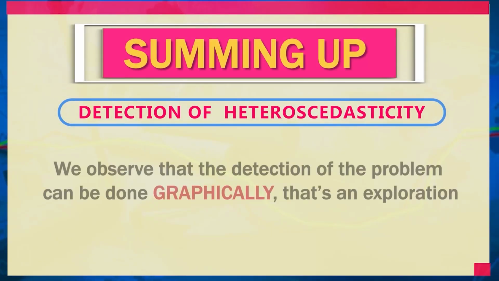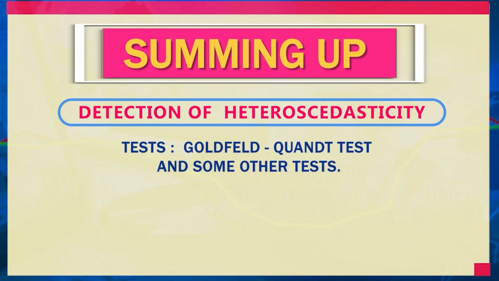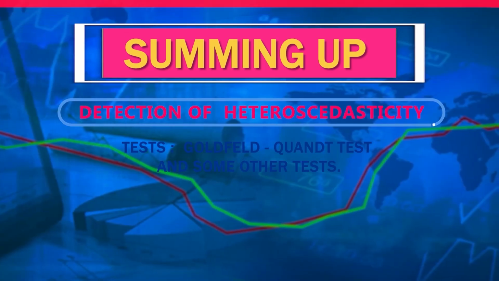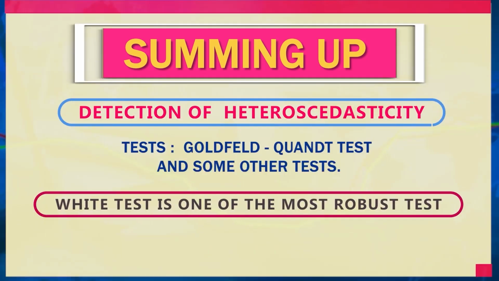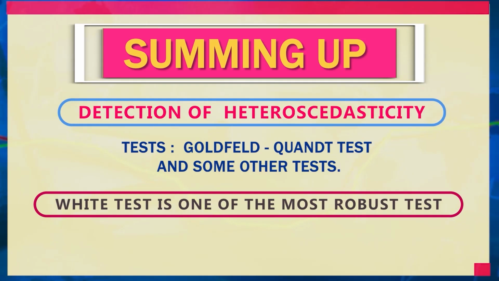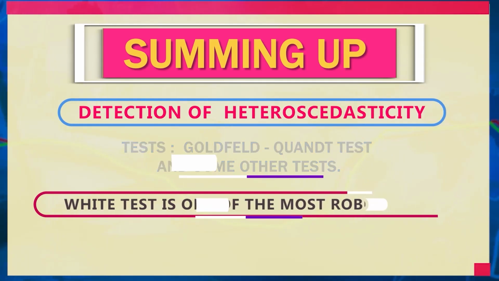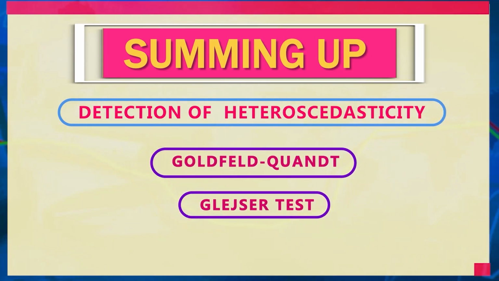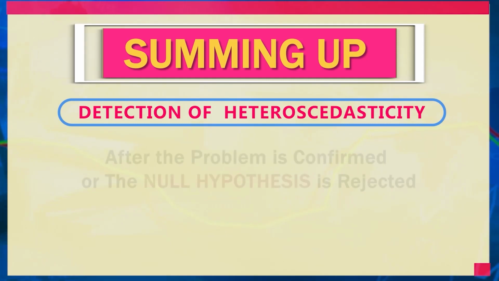So to sum up the discussion in this module, we observe that the detection of the problem can be done graphically. That's an exploration. But after that, we need to conduct some test, where the Goldfeld-Quandt test is the most convenient way to do. But the White test is one of the most robust tests, which is advantageous over the two tests like Goldfeld-Quandt and the Glejser test, which call for the confirmation of the problem.